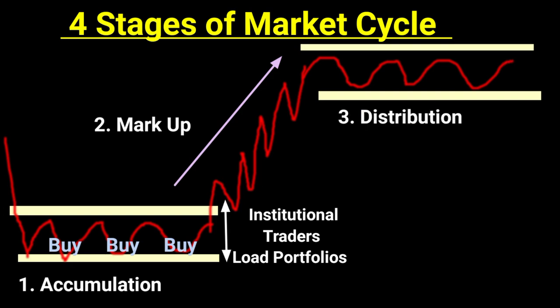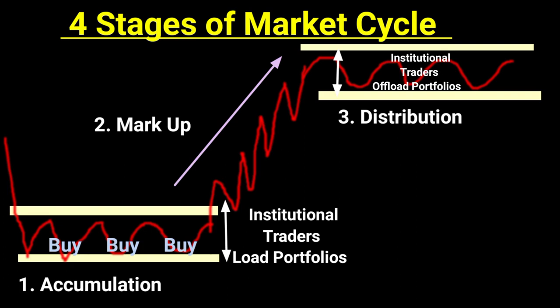The distribution phase is that stage where all the instruments, all the currencies accumulated at a lower price are sold. This phase is marked with price exhaustion. Price fails to break into higher prices. And at this stage, you also experience price moving in a range.